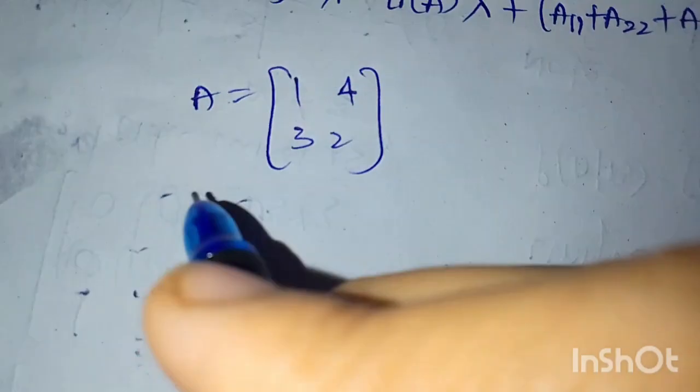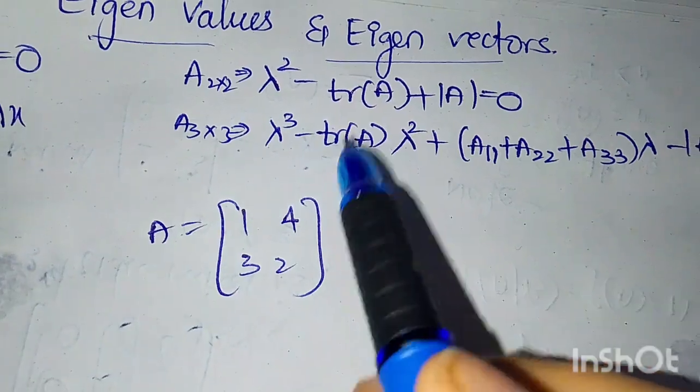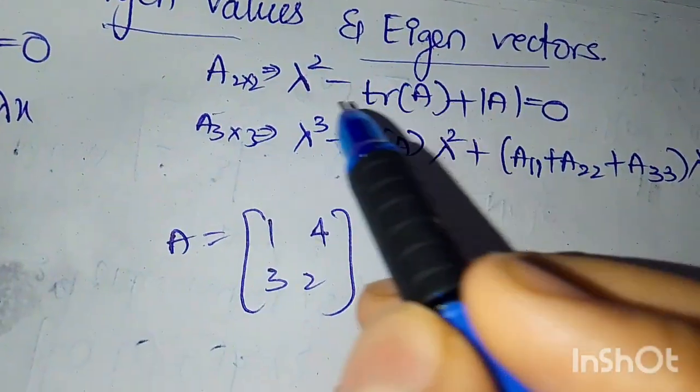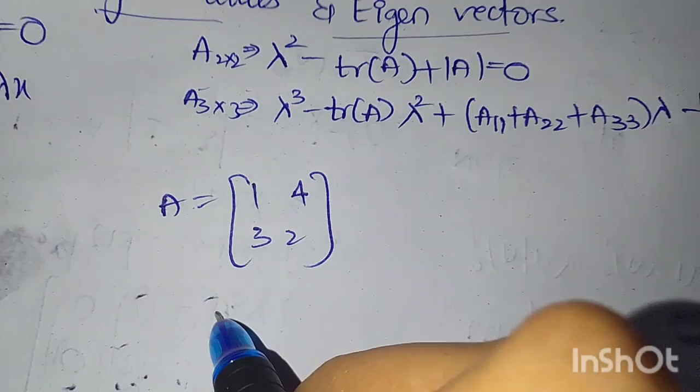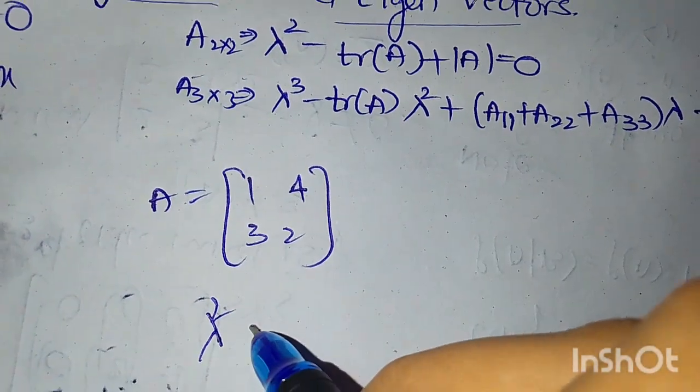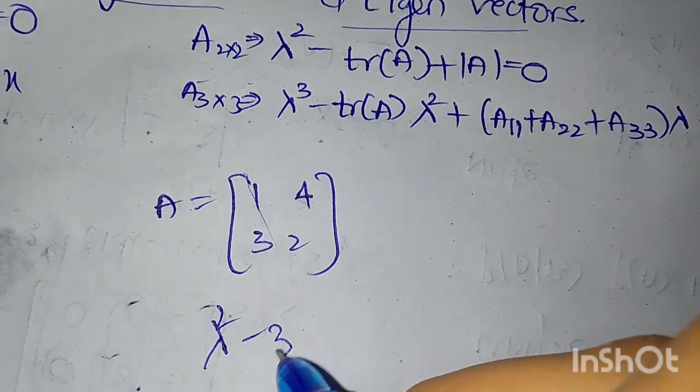For example, we got a matrix. So the characteristic equation you can find either by det, or you can remember it easily like this. For 2 cross 2, this is the characteristic equation: lambda square minus trace, that is the diagonal sum 1 plus 2, which is 3, so minus 3 lambda, plus determinant, which is minus 10.